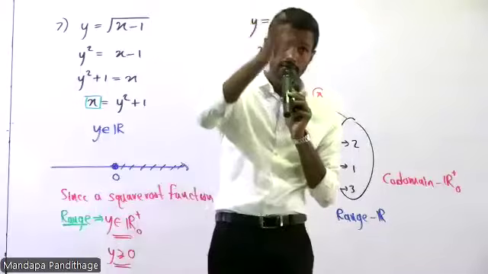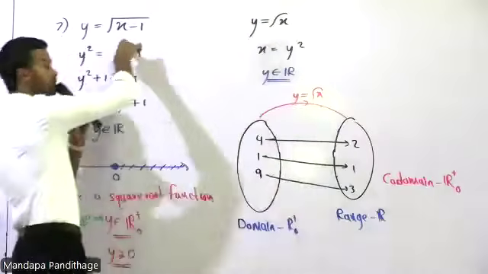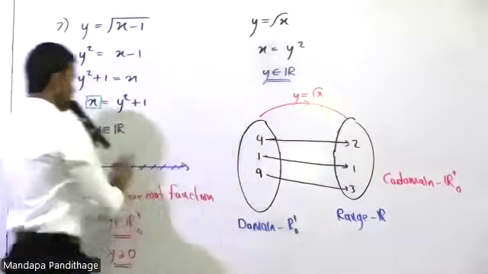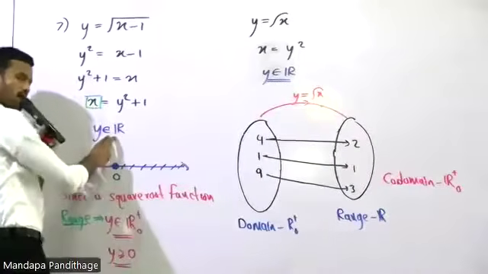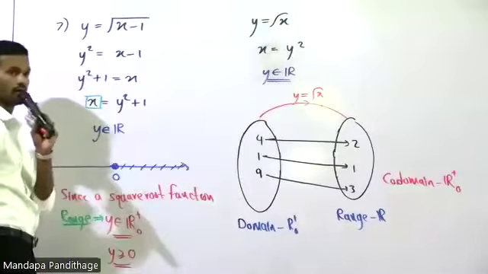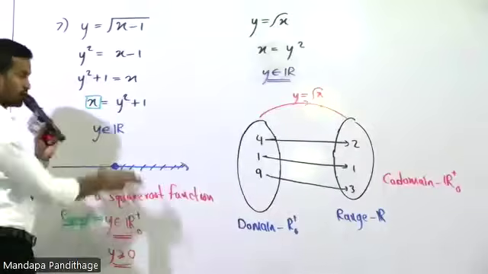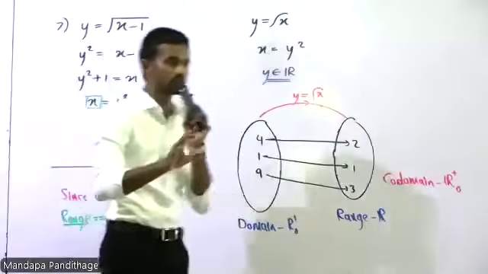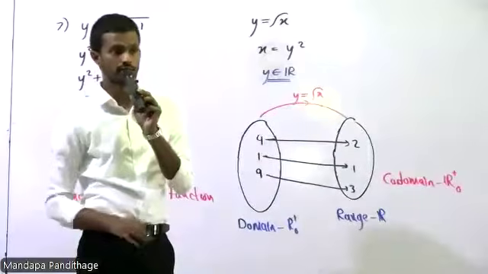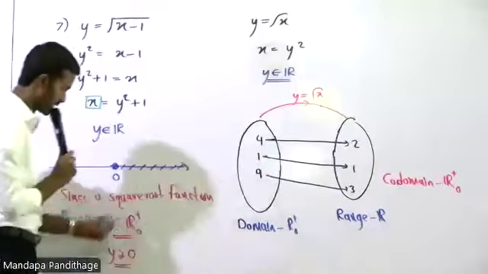But always keep in mind, if it is a square root function, no matter what answer we get as the range, we have to only consider the positive side of the answer I get. Okay, so whatever answer you get as the range, you only have to consider the positive side of the range. Clear?